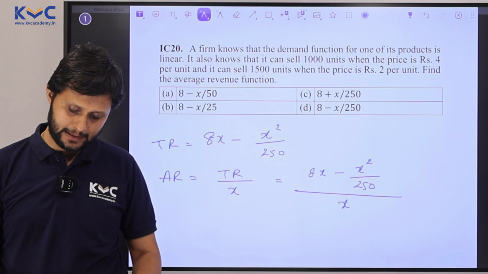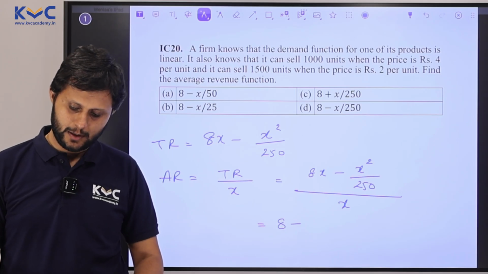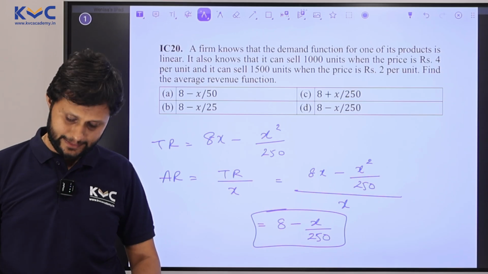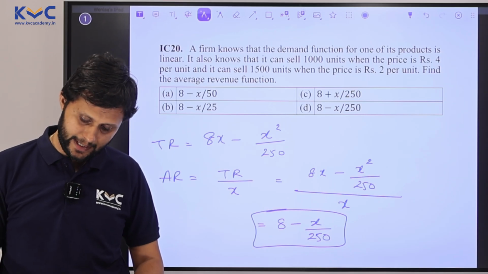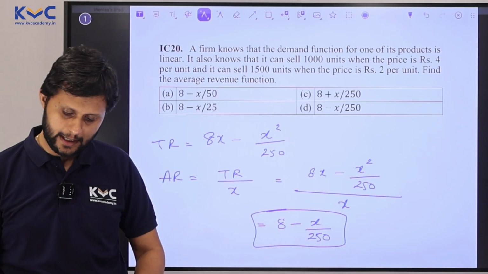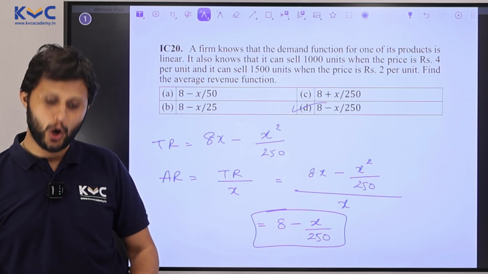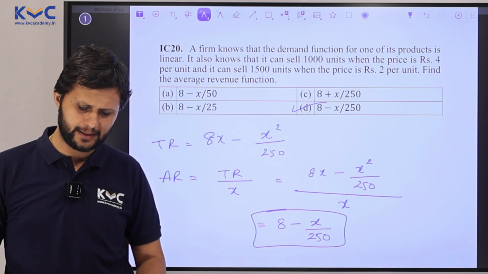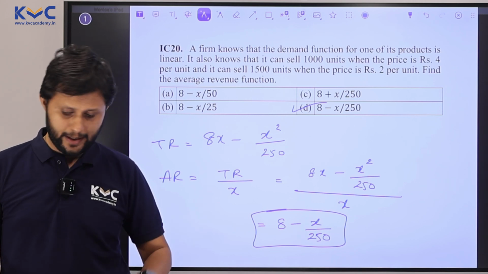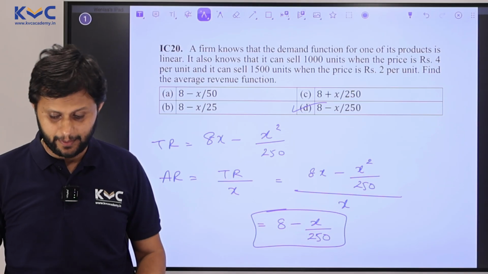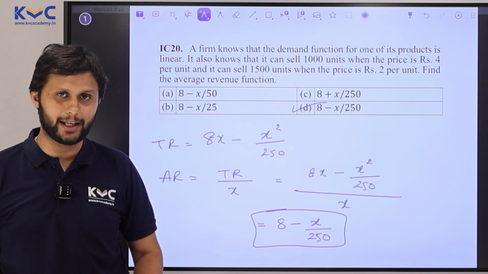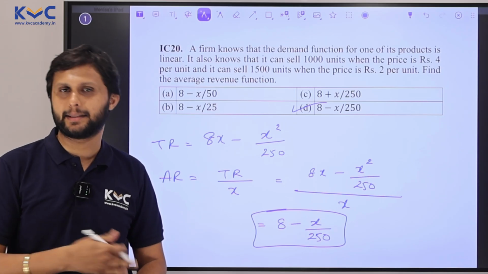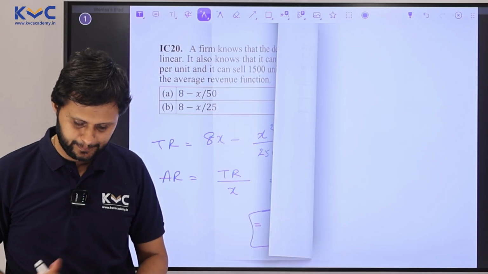Now total revenue is 8x minus x square by 250, all divided by x. So x cancels. We have 8 minus x by 250, which is there in option D. Simple, right? Because we have done this enough number of times. We have a few more questions remaining. Remember, we have still not got into integration. So far we are only differentiating, but we don't have to worry because it's completely the reverse.